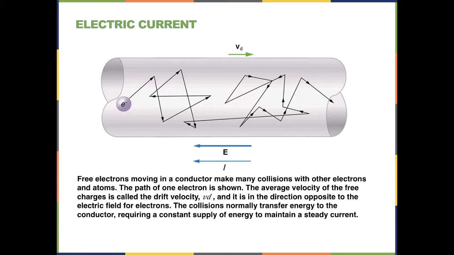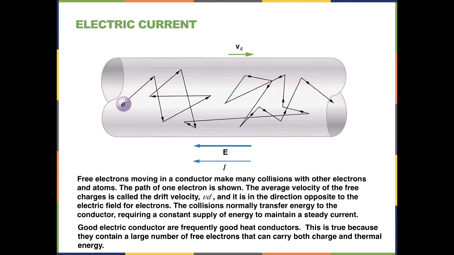The average velocity that an electron moves through the conductor is called the drift velocity, or v subscript d, and it is in the direction opposite the field. The collisions transfer energy to the conductor, and therefore there's a constant energy required to keep the electron moving at a steady state.